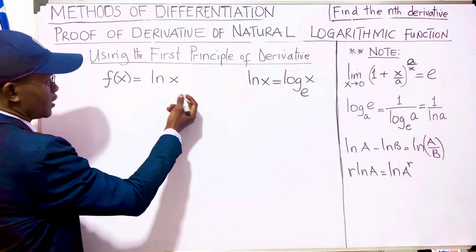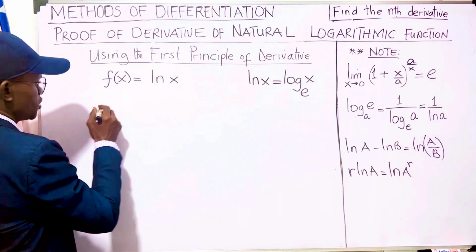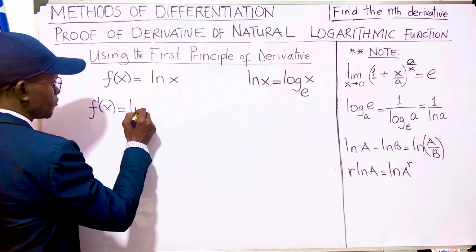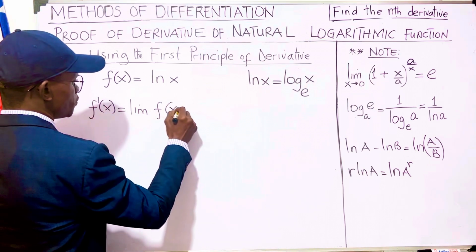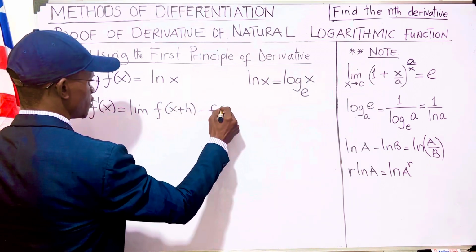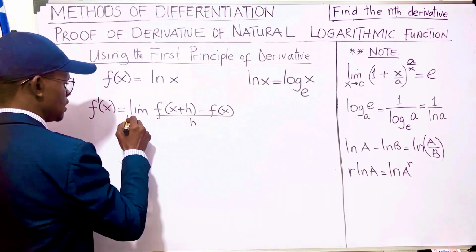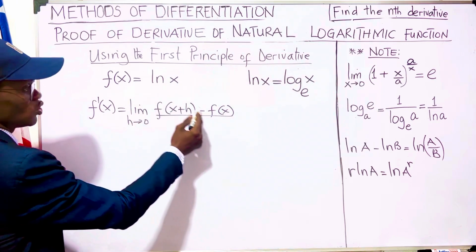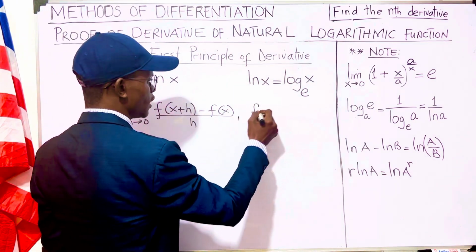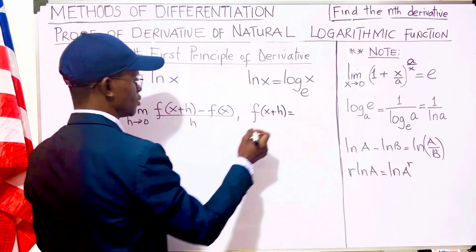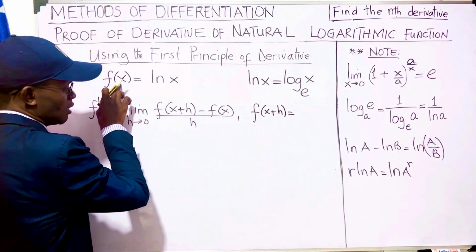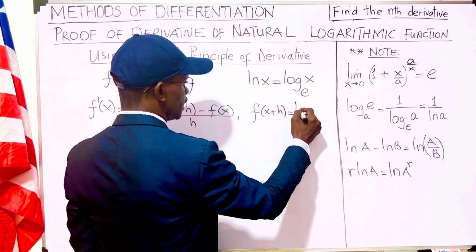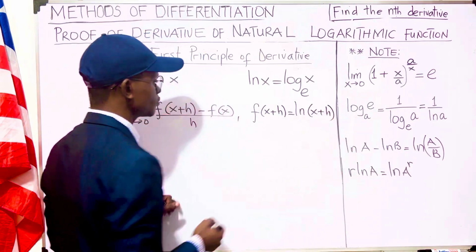So f of x is equal to ln of x. From the first principle of derivative, we have a formula that states that f prime of x is equal to the limit of f of x plus h minus f of x, divided by h, as h is approaching 0. We already know that f of x is equal to ln of x, so all we need is f of x plus h. Since x has been replaced with x plus h, we just replace x here with x plus h. So it's ln of x plus h.